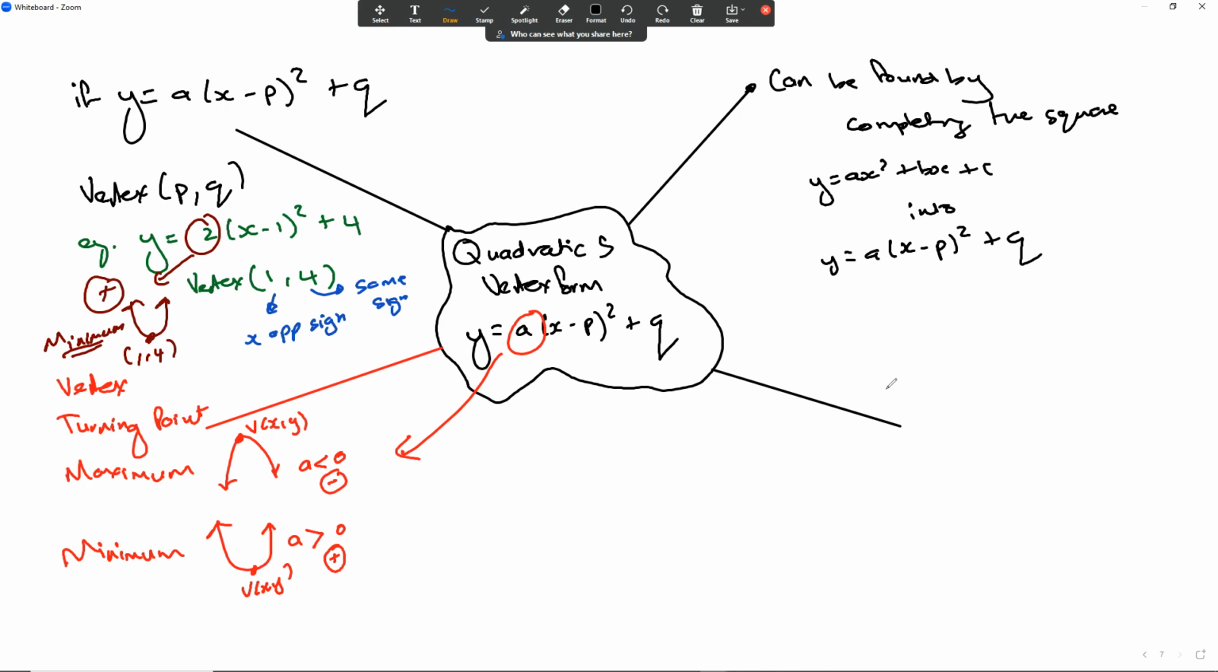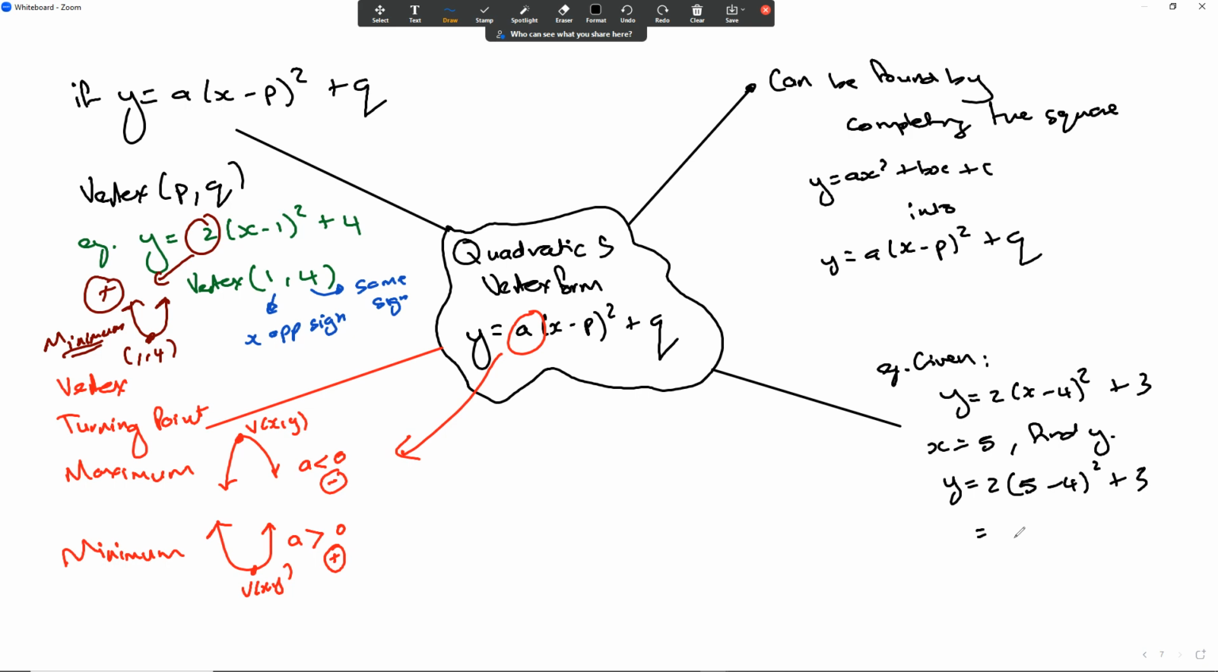When it comes to the vertex form, you can solve for unknown values. An example is, let's say you are given y equals 2(x minus 4) squared plus 3, with x equal to 5. Find y. Here, we just substitute directly in. We put x equals 5 minus 4, which is 1. Squared is 1. 1 times 2 is 2. 2 plus 3 is 5. So at the point x equals 5, the y coordinate will be 5 as well.